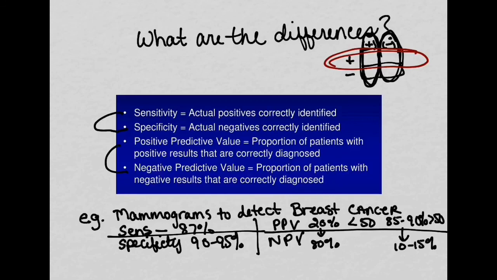And then the opposite would be the negative predictive value, the proportion of patients with negative results that are correctly diagnosed. It's very high for breast cancer at less than 50, and it is very low if you're greater than age 50. I hope that helps.